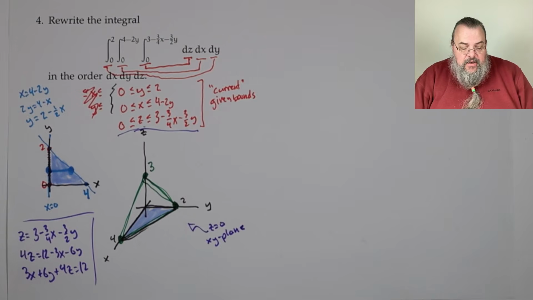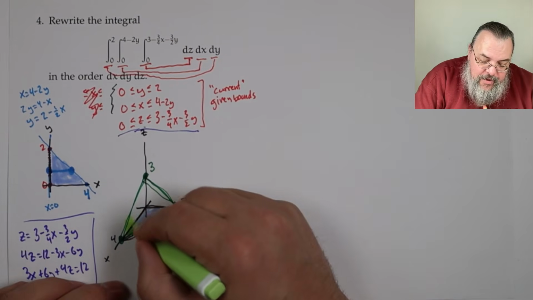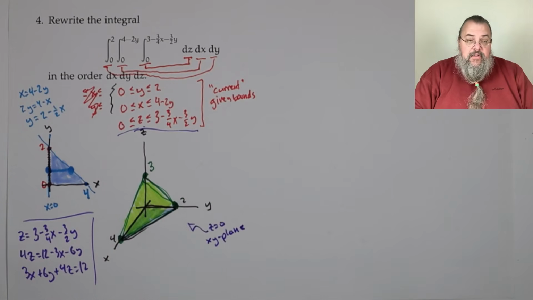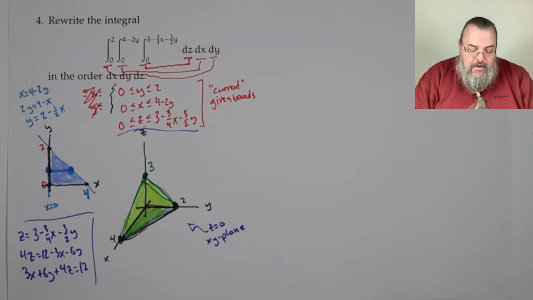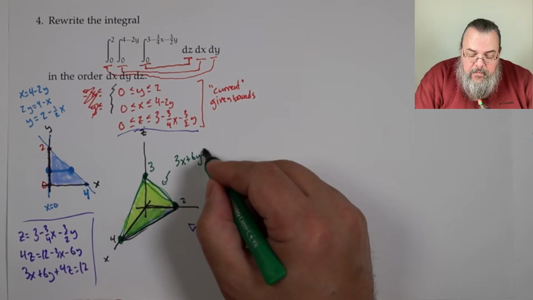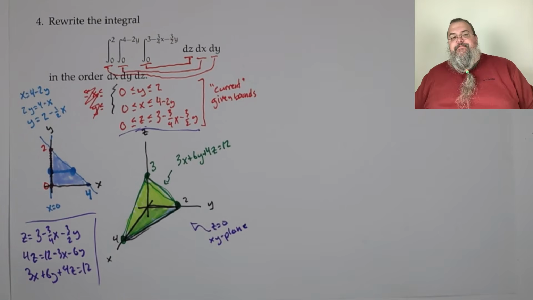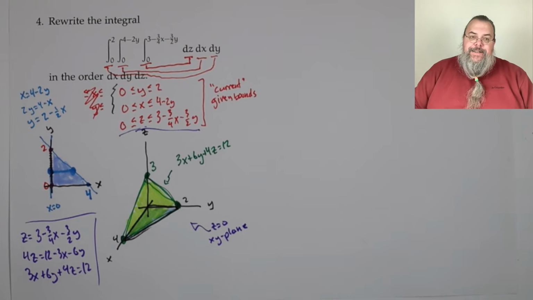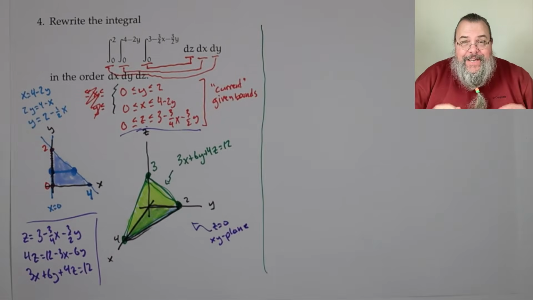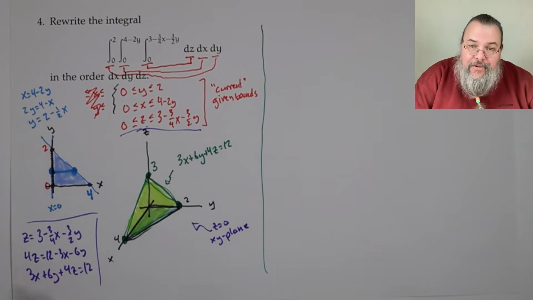And in particular, we say aha, or ha ha ha, whatever the mood may strike us, we get that this is our plane. So here we have our 3x plus 6y plus 4z equals 12. Whew, good. Now, all of that is prelude. Let's start getting into the meat. We want to figure out our new bounds.